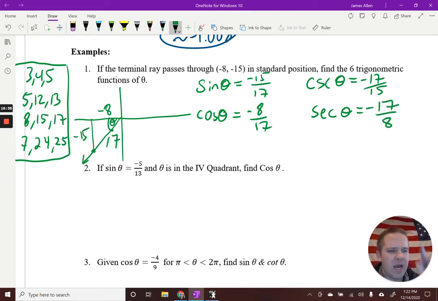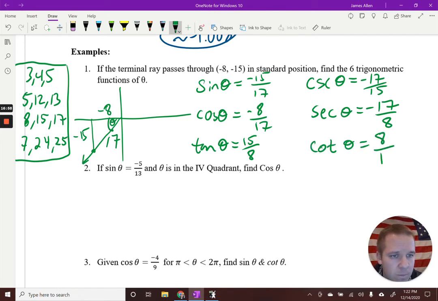It doesn't matter which number has the negative. You can throw it out front. Usually it's either out front or in the numerator. Okay? And then tangent is going to be negative 15 over negative 8, which is just 15 divided by 8. It's positive. Oh, that makes sense. It's in the third quadrant. Tangent and cotangent are always positive there. Wonderful. Cool. Awesome.